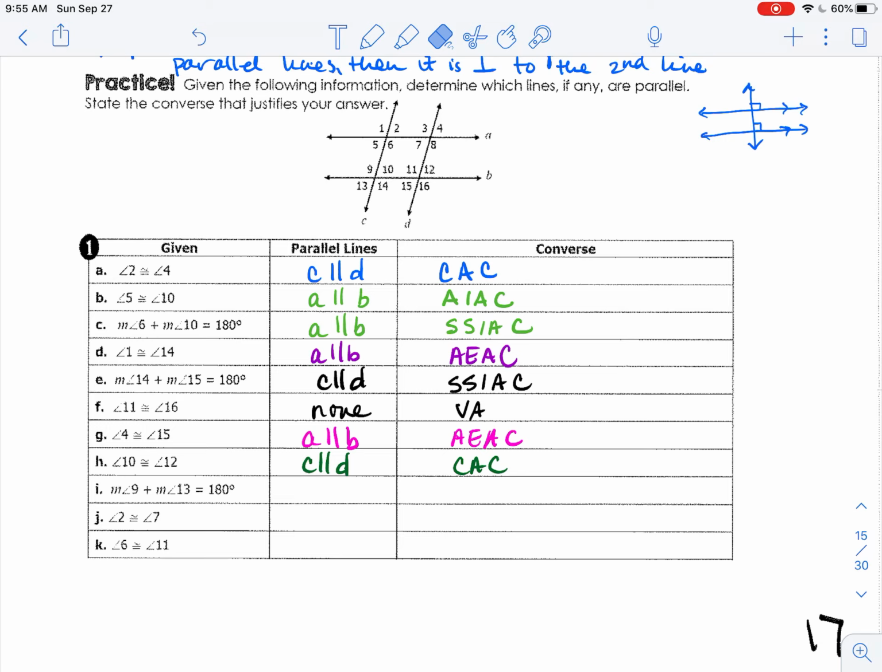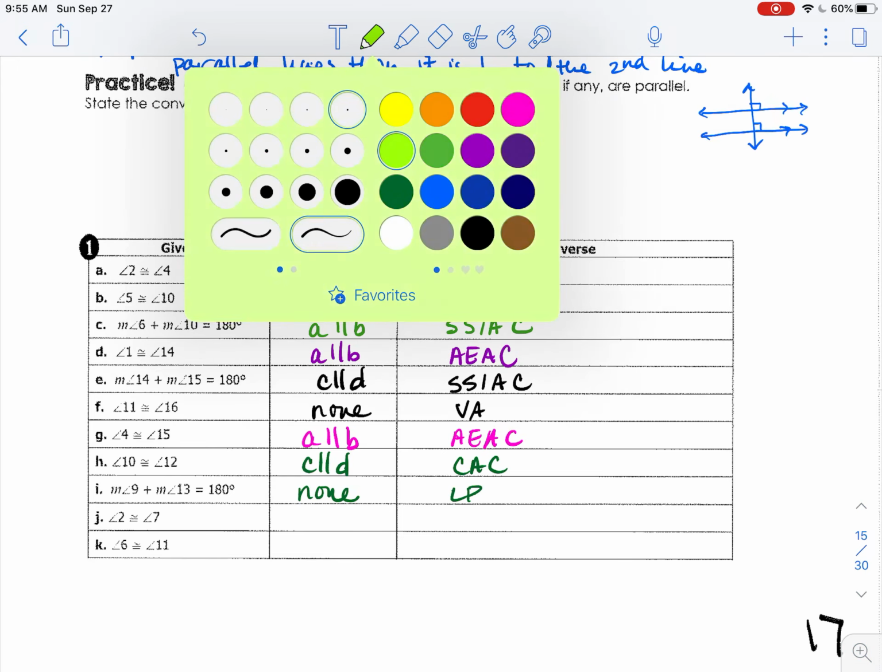Measure of angle 9 plus 13 is 180. Okay, so we're looking at 9 and 13. All right, do we see that they are on the same grouping? So again, this is none. You have to be on two different groupings. And all we can say is that these are a linear pair. Here's the straight line. They add to 180. They're a linear pair.